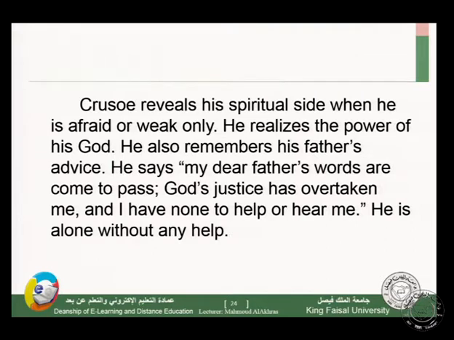So he asks his God in order to save him from his illness and from the difficult situation. He remembers his father's words and advice, and as a result of that, he can conclude God's justice.